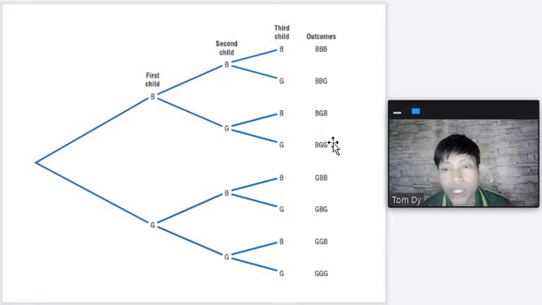So we have here another outcome. Now for these three, girl, boy, boy. And then girl, boy, girl. And then the other ones, girl, girl, boy, and then girl, girl, girl. So these are now the outcomes based on our example.